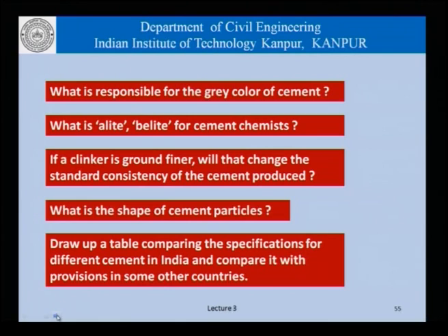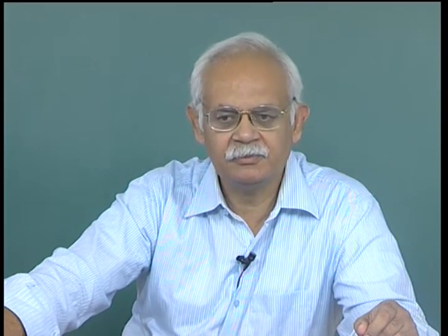And finally, I think if you draw up a table comparing the specifications for different cements in India and compare it with provisions in some of the other countries, you will have a better idea as to what the specifications say about what is the minimum fineness, for example, what is the strength development or what is the strength that we talk about, what are the grades of cement, how are cements classified, and so on.